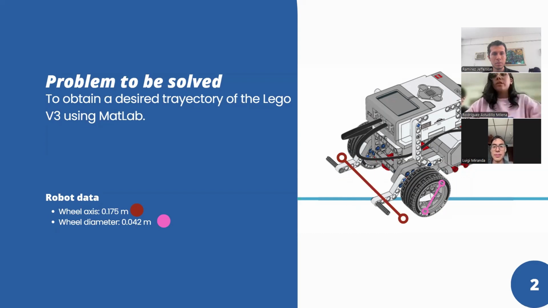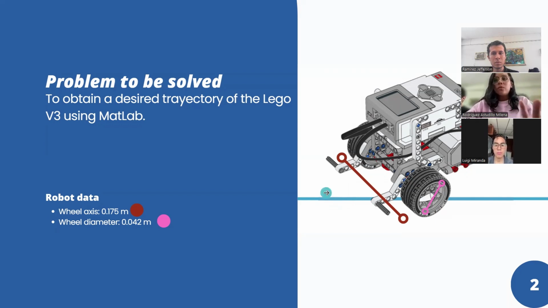So our robot, the Lego Mindstorms EV3, was configured with specific parameters, such as a wheel diameter of 0.042 meters and a wheel axis, that is the distance between the wheels, of 0.175 meters. These measurements are essential for calculating the linear and the angular velocity of the robot. So we implemented the kinematic equations in MATLAB to control the robot's motion. Using these equations, we calculated the position x and y and the orientation theta of the robot at each time step.